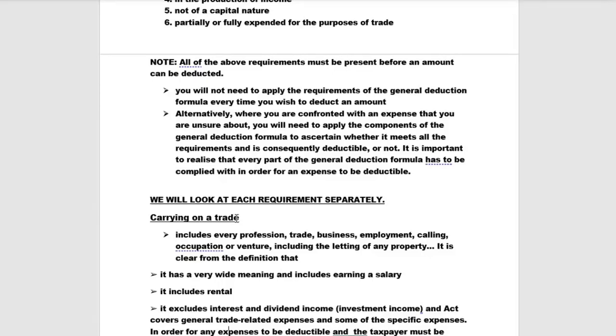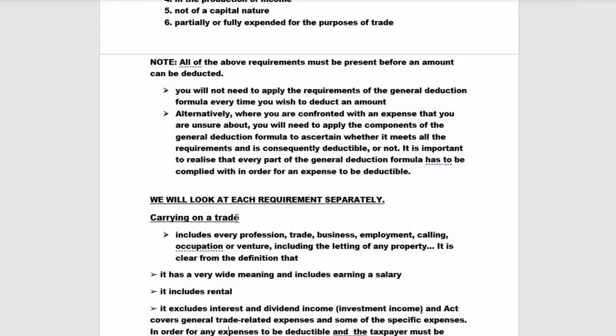Sometimes they bring you an expense that you're not sure whether it has to be deducted or not. But if you know, you know. You just have to stick to the requirements of your general deduction formula. You will see whether it meets all those requirements: whether they are for the trade, whether they are expenses, expenditure or losses not of a capital nature, whether they are partially or fully expended, and whether they are in the production of income.